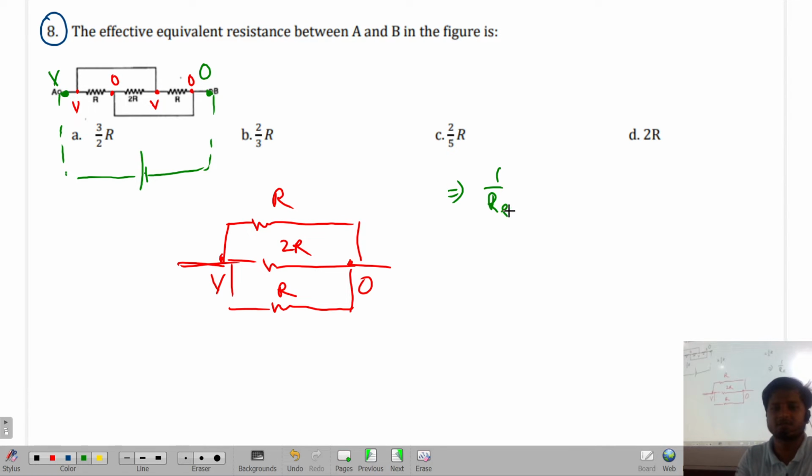Effective resistance: what will that be? 1 by R plus 1 by 2R plus 1 by R.